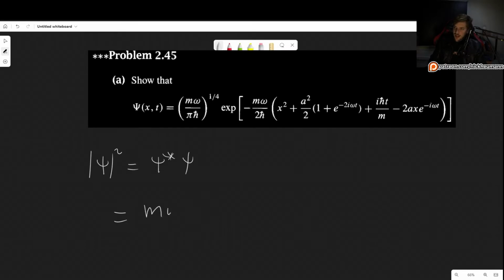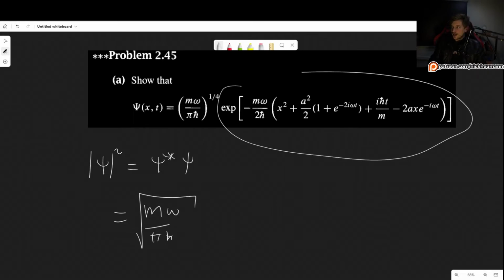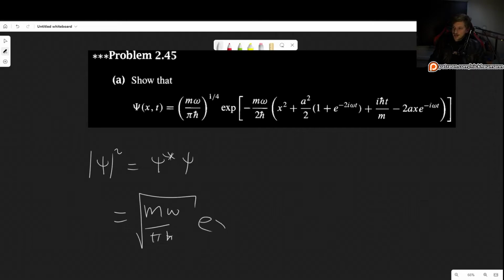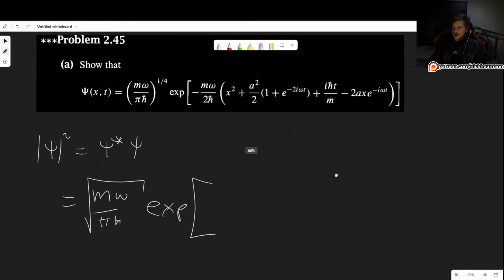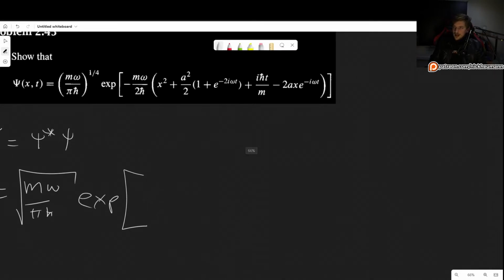So that will be m omega over pi h bar, times the square root. And then we have this thing, so we will have the exponent, I'm just going to write it like this, of m omega divided by 2h bar, factor of... Now this part, the x squared, is real, so we are going to add the same thing. So the x squared will not change. So we have x squared times 2.